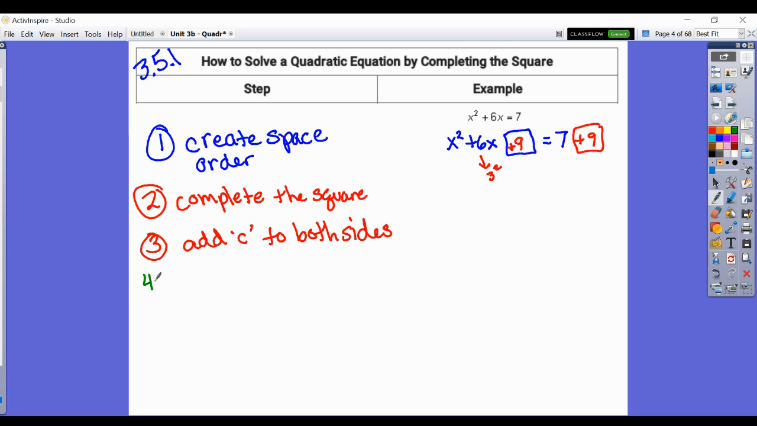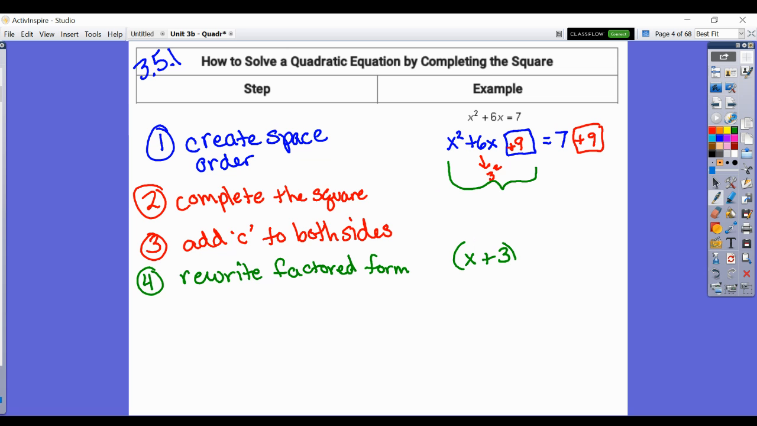Now next, we're going to rewrite in factored form. So the whole purpose of completing the square is to get this side to be a perfect square trinomial so that I can rewrite it as x plus 3 squared. On the right-hand side, you're just going to do whatever addition is there. So we have 7 plus 9, well, that's 16. So we'll just write that down, and that's factored form. Then we're going to move on.